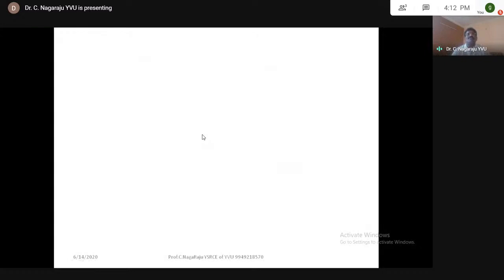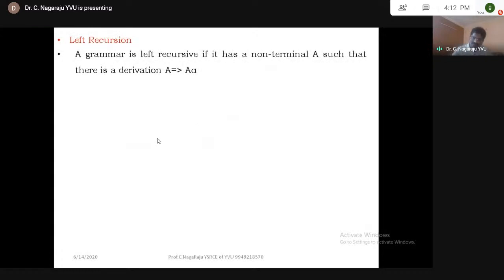So the derivation, leftmost derivation, rightmost derivation, and the next one, ambiguous grammar. But while you are using the next one, it is with the left recursion grammar. So that is the left recursion grammar. Suppose when you are using right recursion and left recursion.